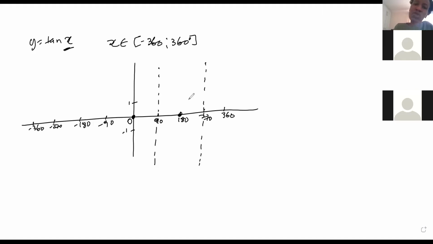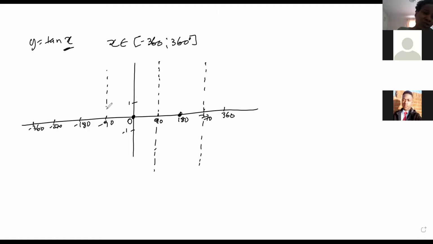These are asymptotes. When they tell you to draw the graph of tangent, they will tell you to show asymptotes. This is what they expect. This dotted line, those are just showing your asymptotes. So they'll tell you, show the asymptotes, show the coordinates. So these are the asymptotes.